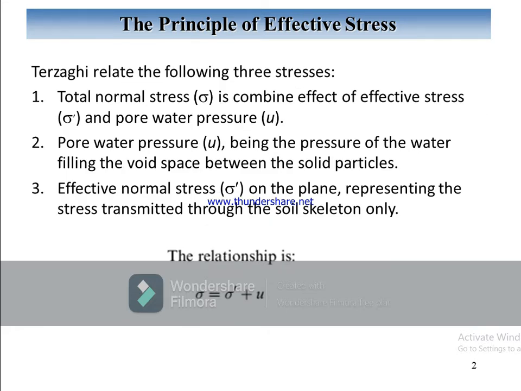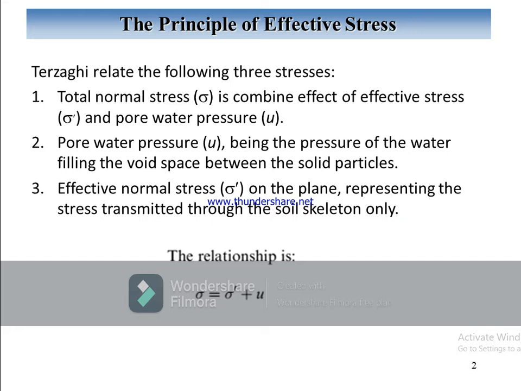Now, Terzaghi related three basic stresses. Number one is the total normal stress, which is equal to the sum of the pore water pressure and the effective pressure. This is the force per unit area transmitted in a normal direction across the plane, imagining the soil to be a solid, single-phase material. The second one is the pore water pressure, which is the pressure of water present in the voids between the solid particles.